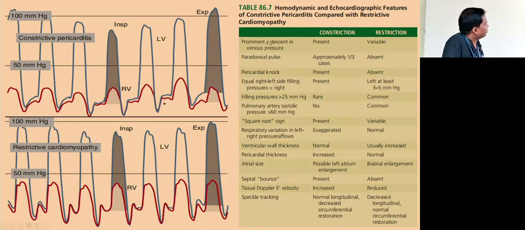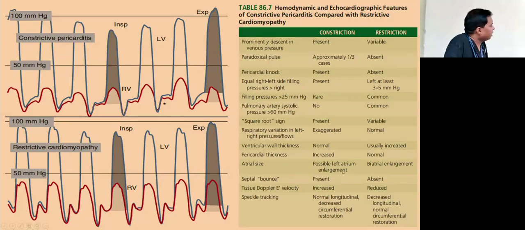So the prominent Y descent is what is said in constrictive pericarditis, constriction versus restriction. Now constriction versus cardiac tamponade: the rapid Y descent will be absent in cardiac tamponade, but the X descent is preserved. Pulsus paradoxus is absent in restrictive cardiomyopathy, but it is there in constrictive pericarditis. Pericardial knock is there in constrictive pericarditis. Filling pressures beyond 25 millimeters of mercury, LV or RV filling pressures, are rare, but are common in restrictive cardiomyopathy. Pulmonary artery systolic pressure also doesn't exceed 60 in constrictive pericarditis.